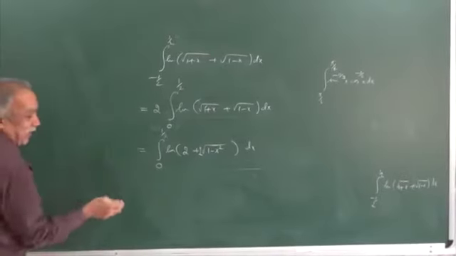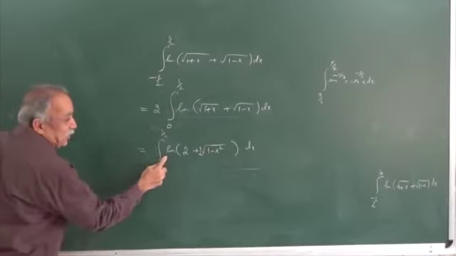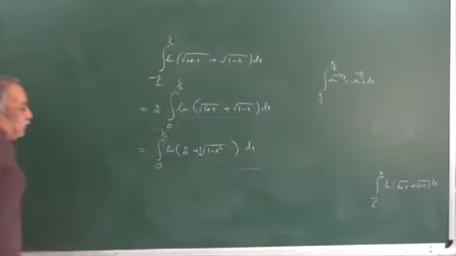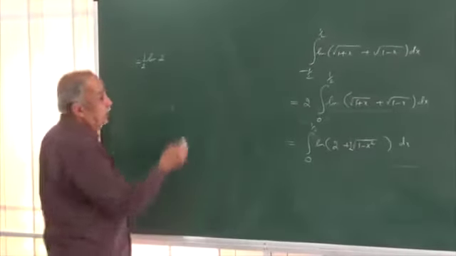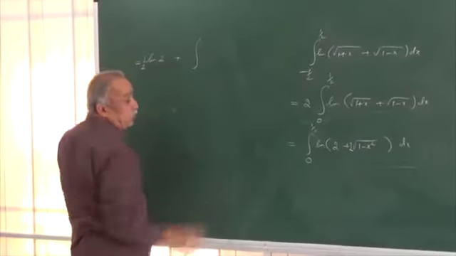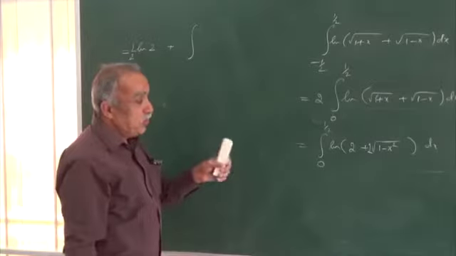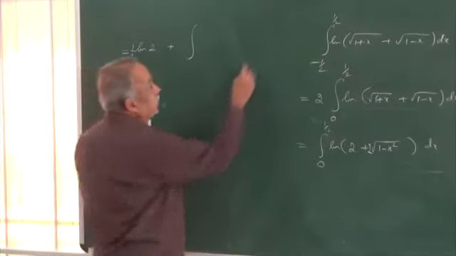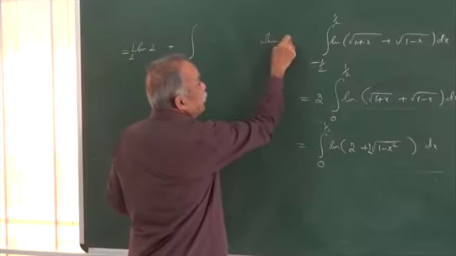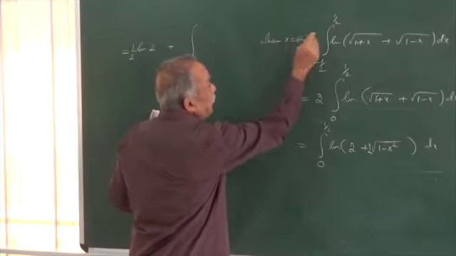So it becomes integration of log 2 plus log of something. Integral of log 2 is x log 2. When limits are applied, it becomes half log 2. The second term is integration of log of 1 plus root 1 minus x square between the limits 0 and half. And your suggestion: use the substitution x equal to sin theta.